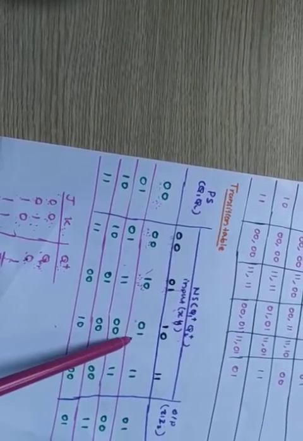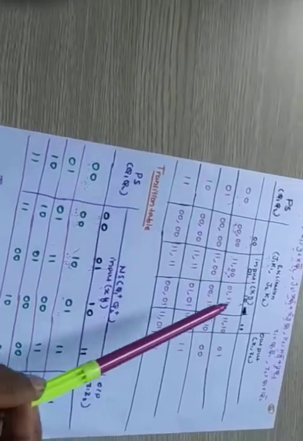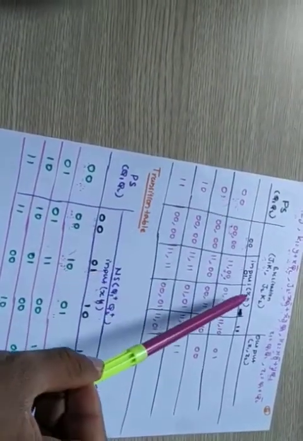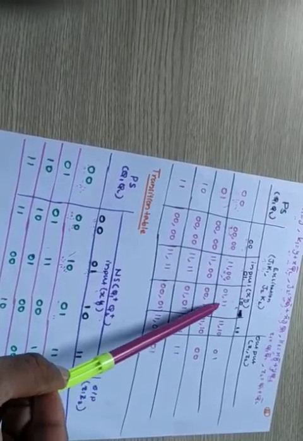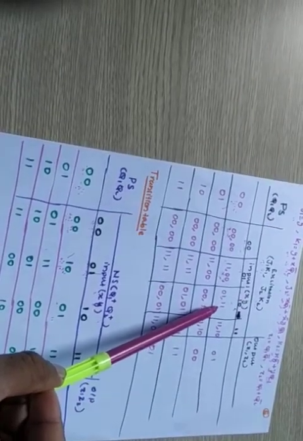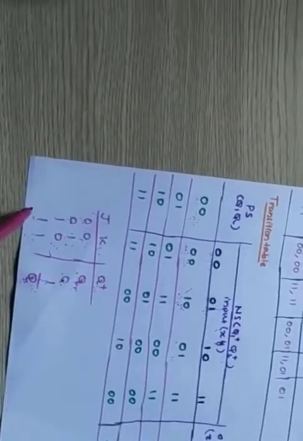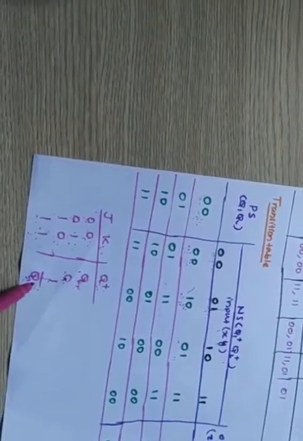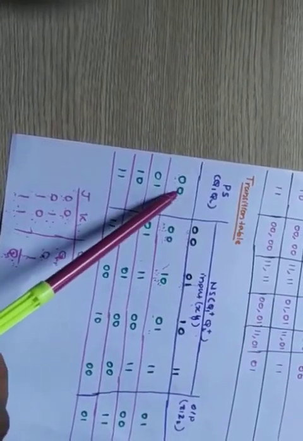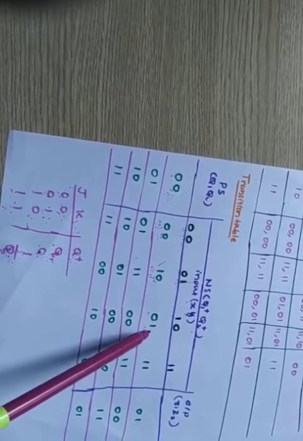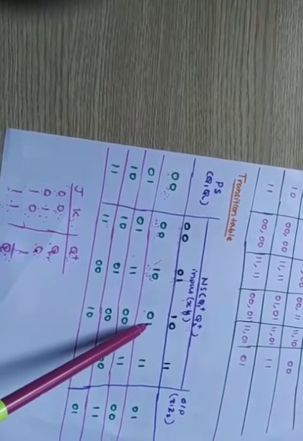Okay. Now what is Q2? For Q2 you have to look at this table. 0, 0 is the present state, 1, 0 is the input. For Q2 you have to look at J2 K2. J2 K2 is 1, 1. So what is 1, 1? 1, 1 means the present state is complemented. For 1, 1, what is the present state here? 0. That 0 is complemented here. That is 1. That's why it is 1.